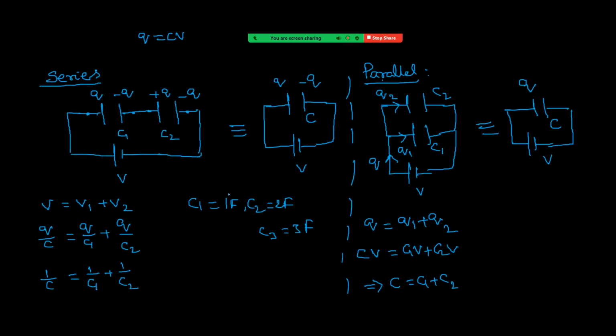Among these three, the least value is 1. So the effective value will be less than 1. If you take the same thing in parallel, the effective value will be greater than the greatest value. Among these three, the greatest value is 3. So here the C value will be greater than the greatest value, meaning more than 3. Okay.